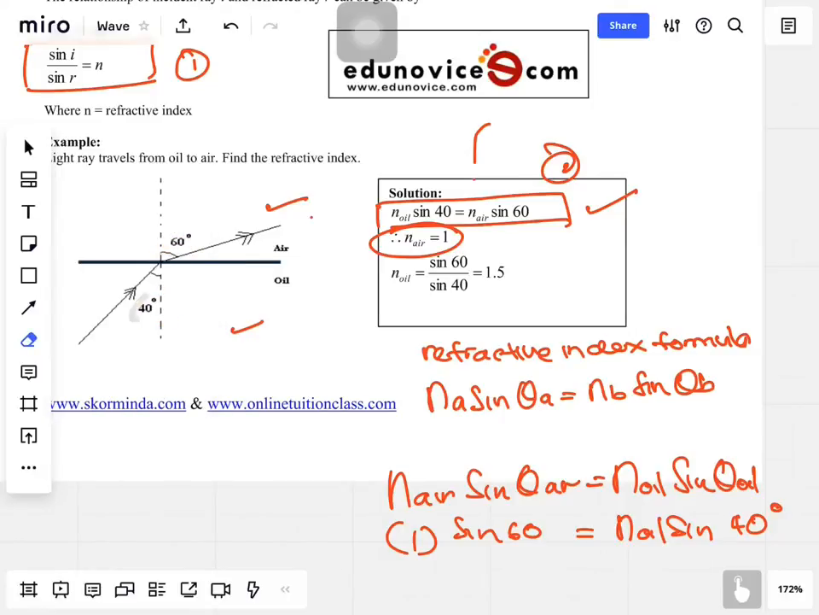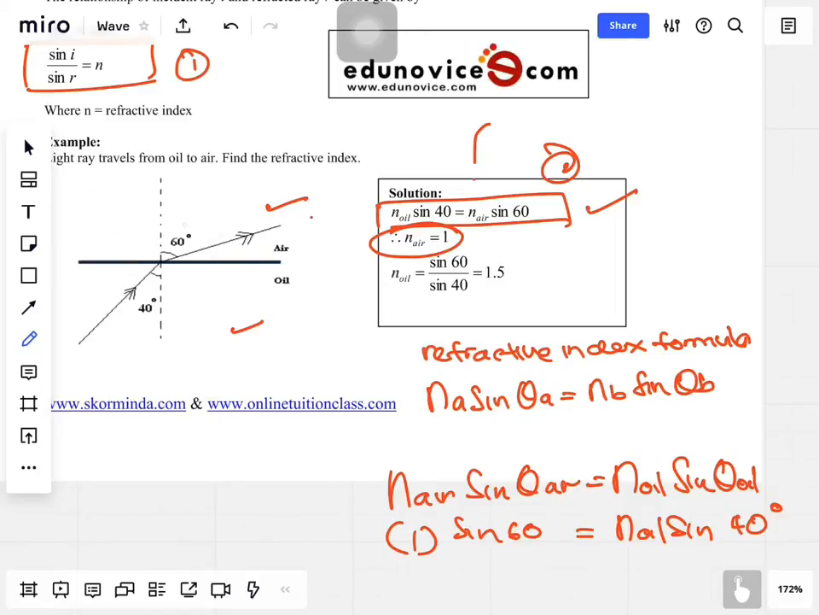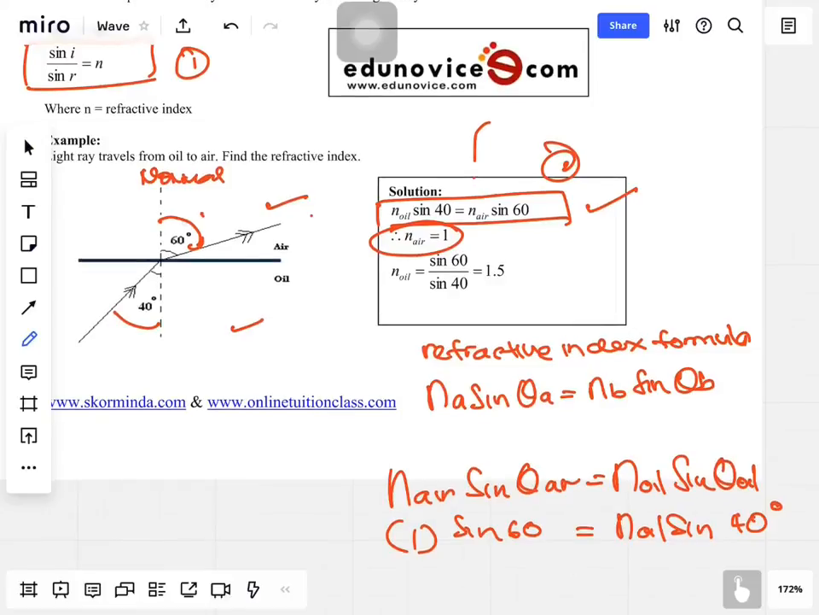You always have to remember something over here, Mariam. When you find the angle, it is always from the normal line. This is the normal line. It's always from the normal to either the incident or the refracted line. We always take this angle. You must not take the angle from the axis to the incident or to the reflected line.